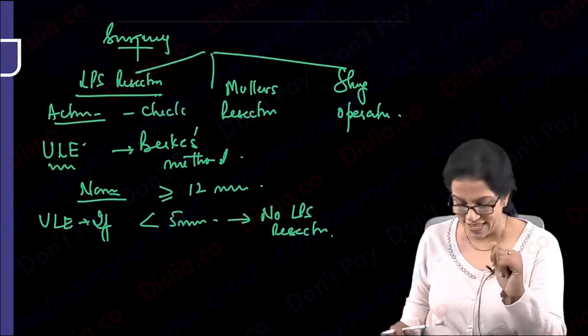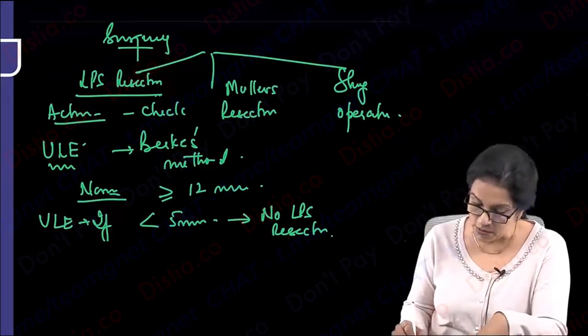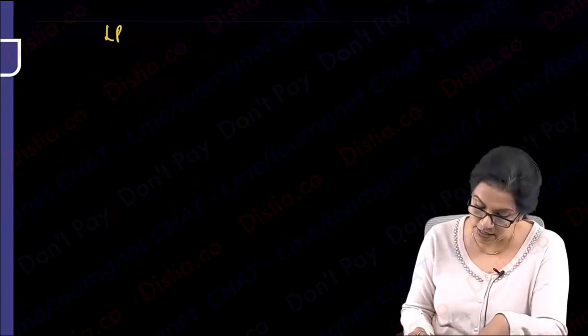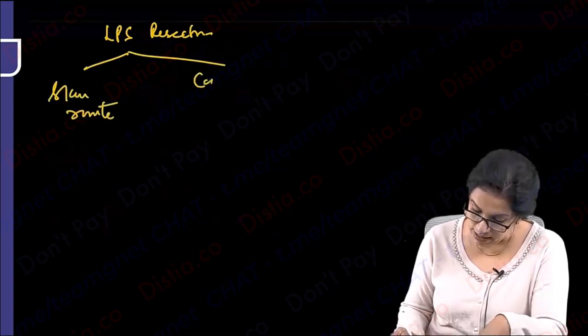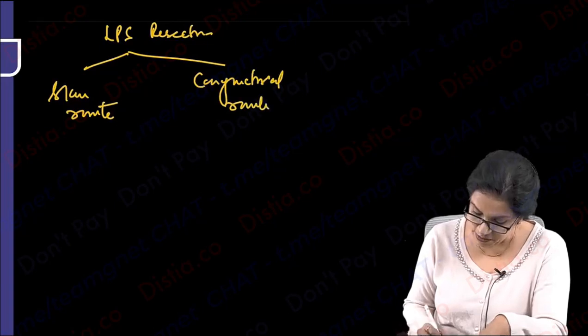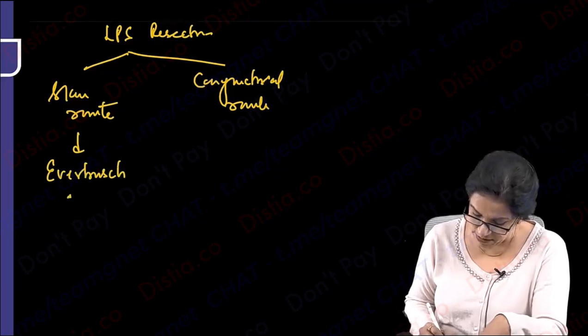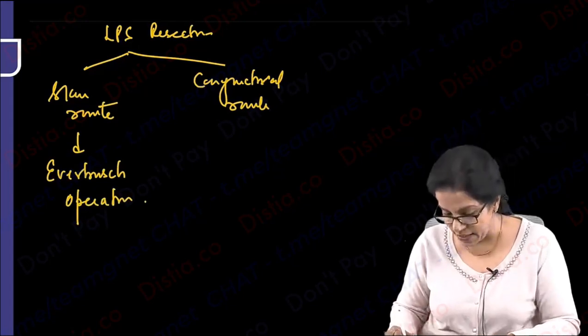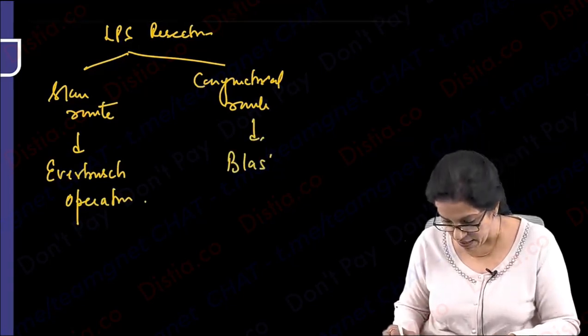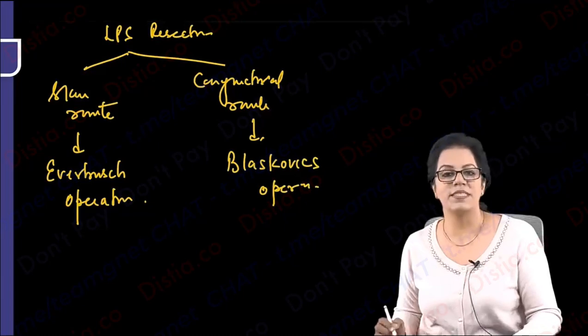Let's take 5. Now, next thing they will ask you is the name of the surgery. This LPS resection can be done either from the skin route or from the conjunctival route. If I start from the skin route, I call it Everbusch operation. You have to know the name of the surgery, Everbusch operation. And if I start from the conjunctival route, we call it Blaskowicz operation.